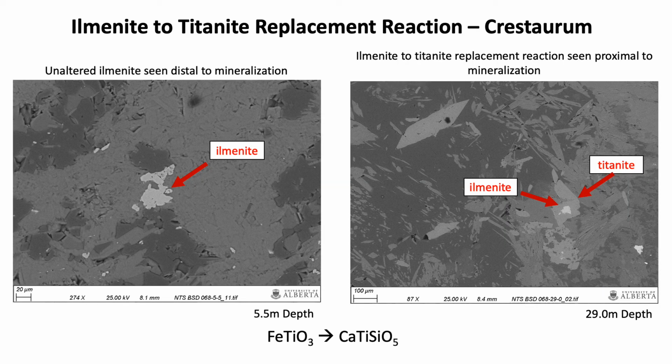Taking a look at one of the Crestaurum drill cores, which is hosted within the Calamaic volcanics, we see very clear ilmenite to titanite replacement reactions. So this image on the left, which is taken at 5.5 meters depth in the core, we see ilmenite that has been unaltered. So that is distal to mineralization. Slightly more proximal to mineralization at 29.0 meters depth, the image on the right, we see that ilmenite has started to alter to titanite, and we see the presence of these beautiful ilmenite cores surrounded by titanite rims.